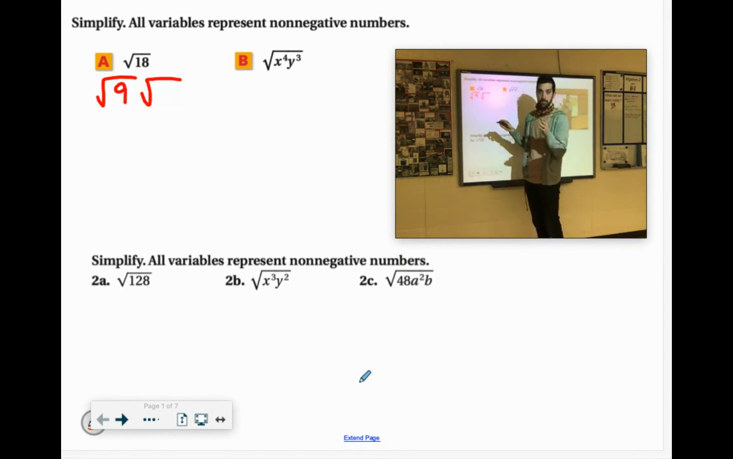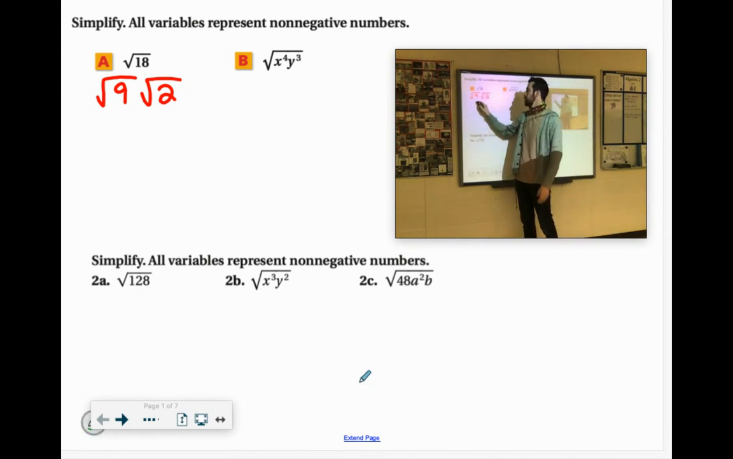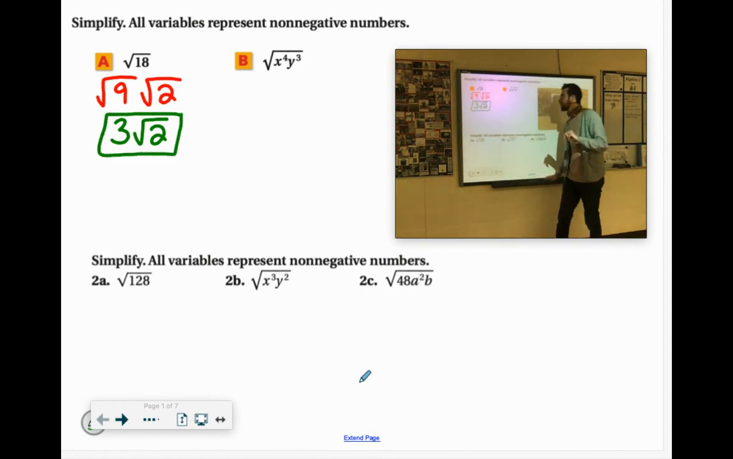And it's 9 times 2. So you split it, radical 9 times radical 2. You take the square root of 9, which is 3, and then there are no more perfect squares in 2 except for 1, but we never count 1. So your final answer would be 3 root 2. Not bad. You look at the second one.